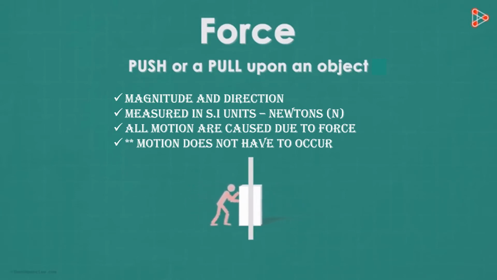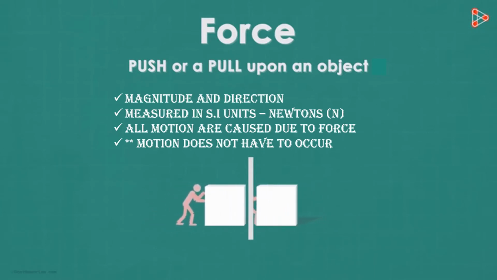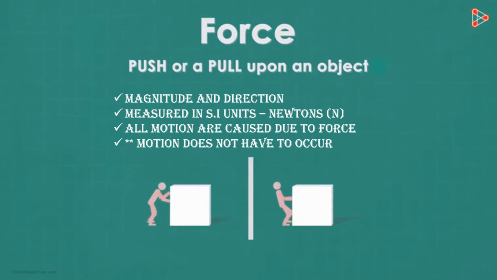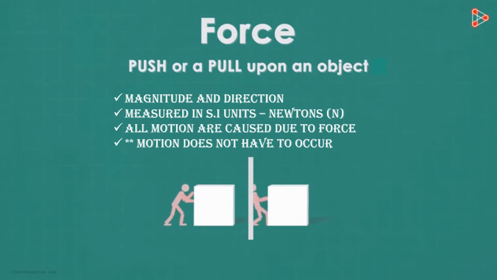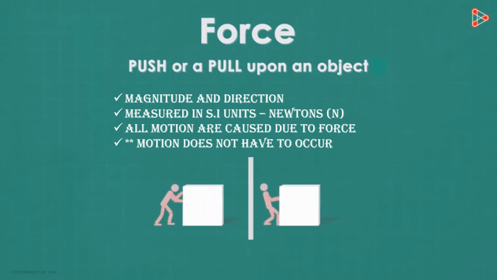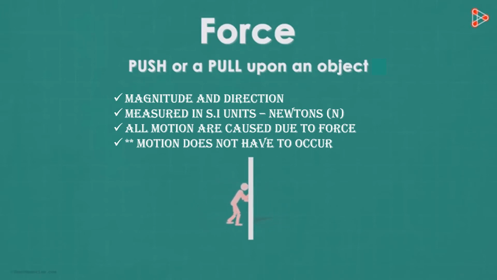Another important thing, the fourth one, you can see I've put a star over there. What does it represent? Motion does not have to occur. In a few cases it is not necessary that motion has to occur. Even after applying force, there won't be any motion. The object will not move. So how is that possible? I think by now you would have some guesses. All those things we'll see later.